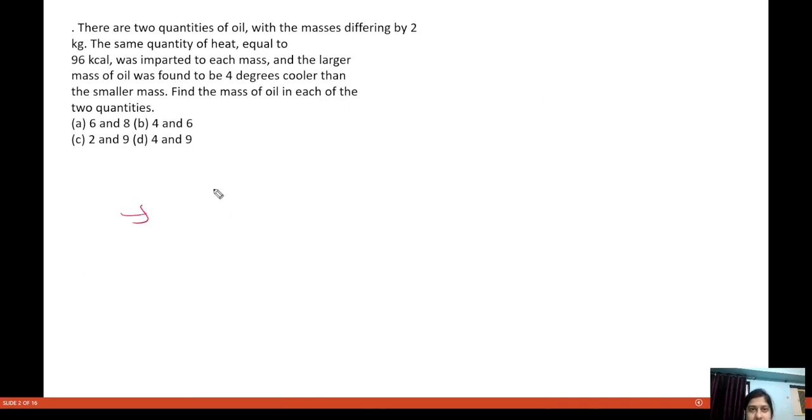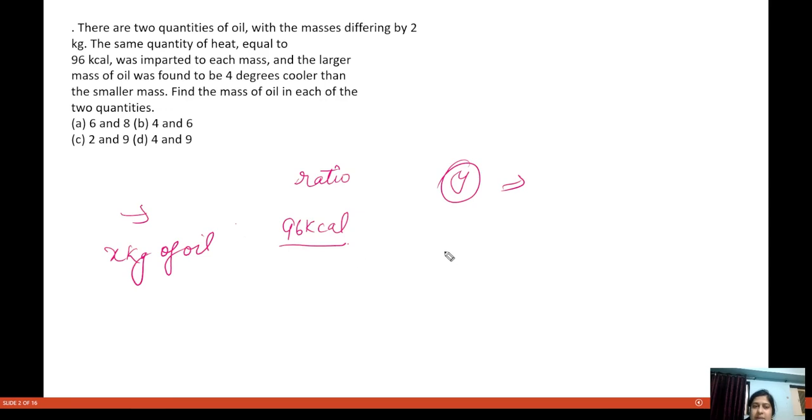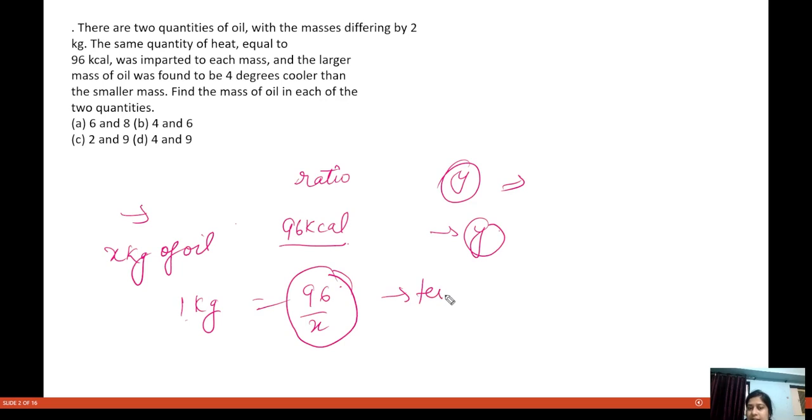Okay, so you have this. Let us see the solution once more. I am saying I did not do by ratio and proportion method because I was getting one more variable y. So what I did was, see, when 96 kilocalorie is given to x kg of oil, then your temperature is, let's say, y. So for 1 kg of oil the temperature is 96 by x. Okay, this is actually giving you the temperature.